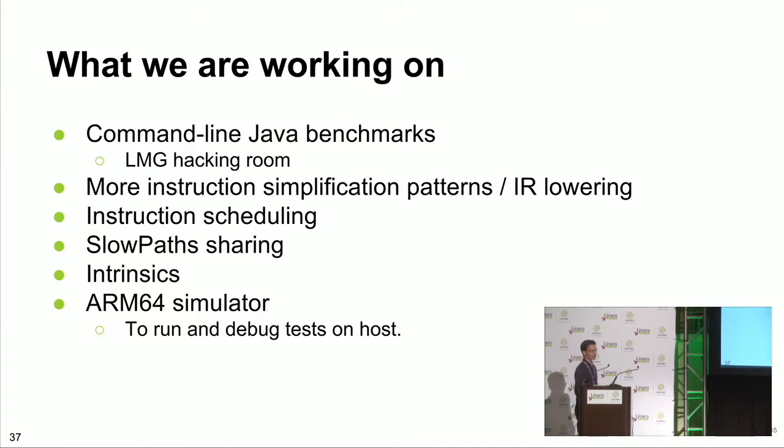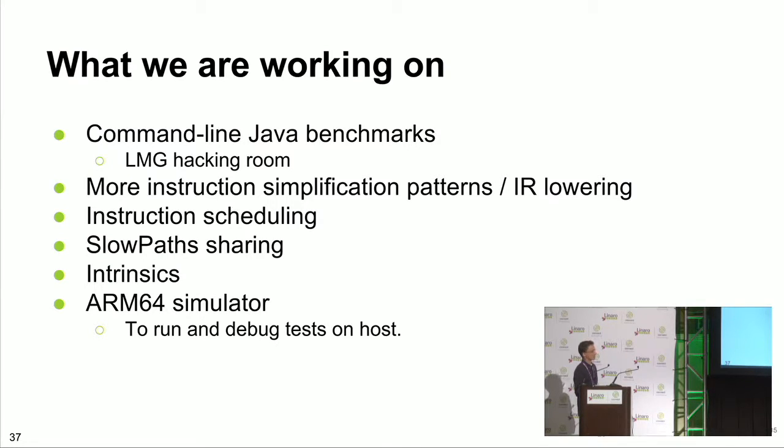What are we working on now? The Linaro ART team is working on quite a few things. The benchmarks, as I was just saying, and we are working in the room just next door. We are working on more instruction simplifications and ARM-specific optimizations, including things like conditional select, conditional set, and many more. We have also started some work on instruction scheduling. Some instruction scheduling has been done in Quick, so some people must have access to those patches. We started that in Optimizing as well. Then there is slow path sharing, which is mostly code size improvement patches. First code size, and we hope maybe it will also yield some performance improvements.